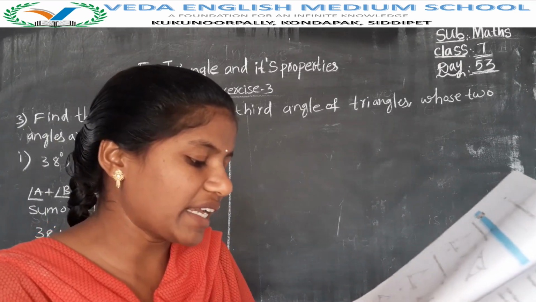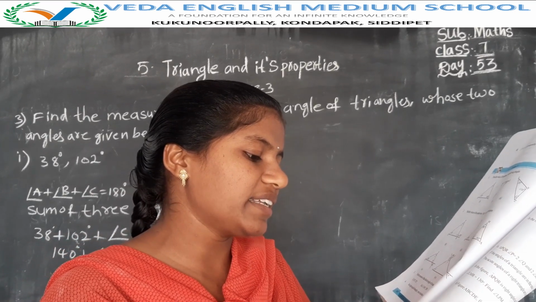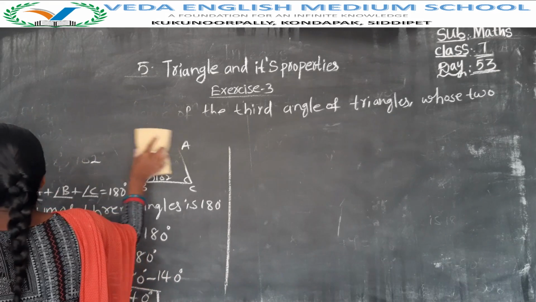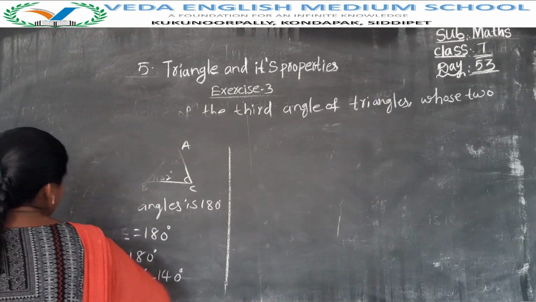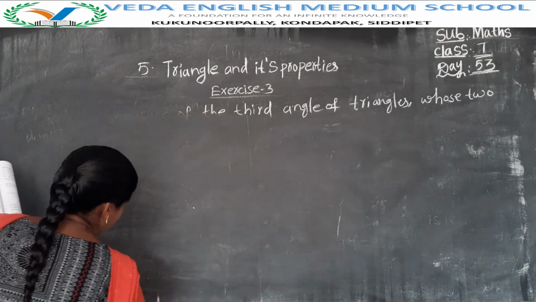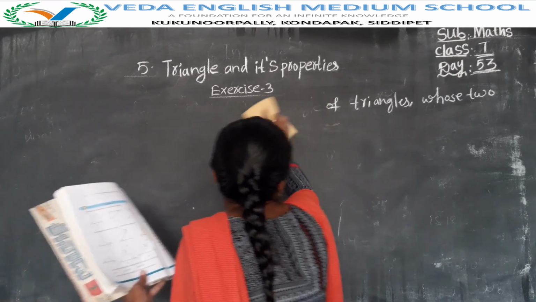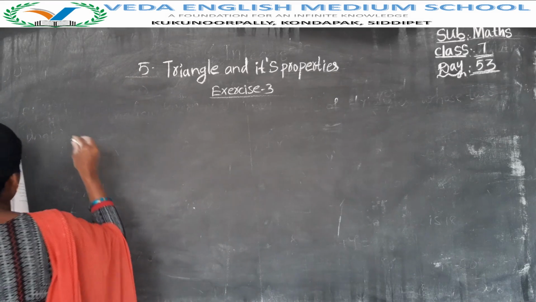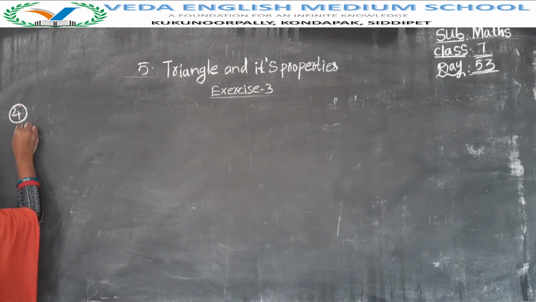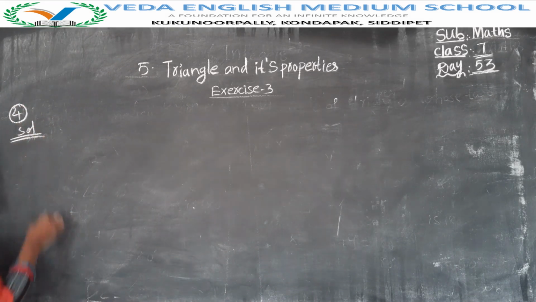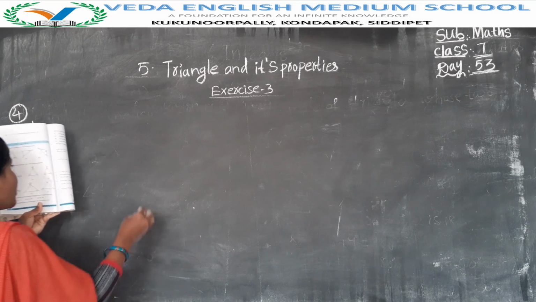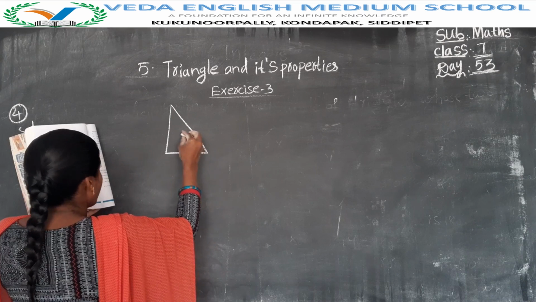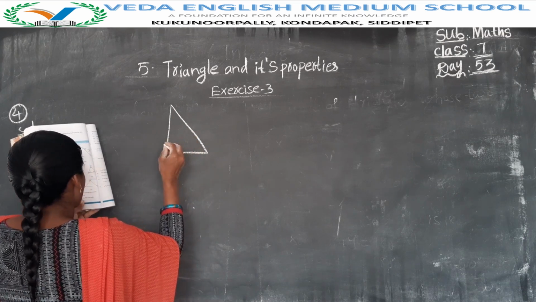Then in a right angle triangle, one acute angle is 30 degrees. Find the other acute angle. Fourth question. In a right angle triangle, one acute angle is 30 degrees. Then what about other acute angle? I am not writing the question. In this right angle triangle, one acute angle is 30 degrees. Then what about other acute angle?